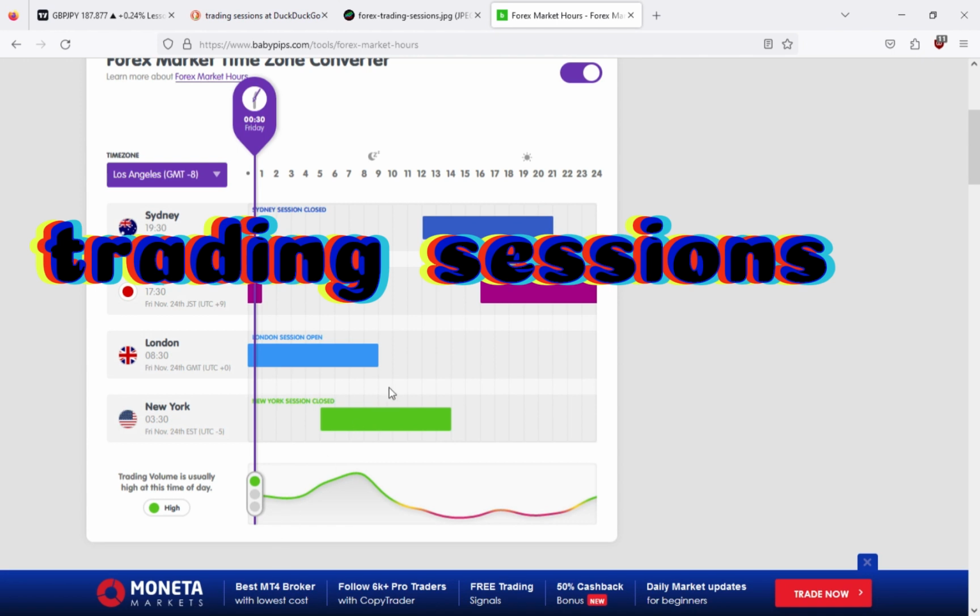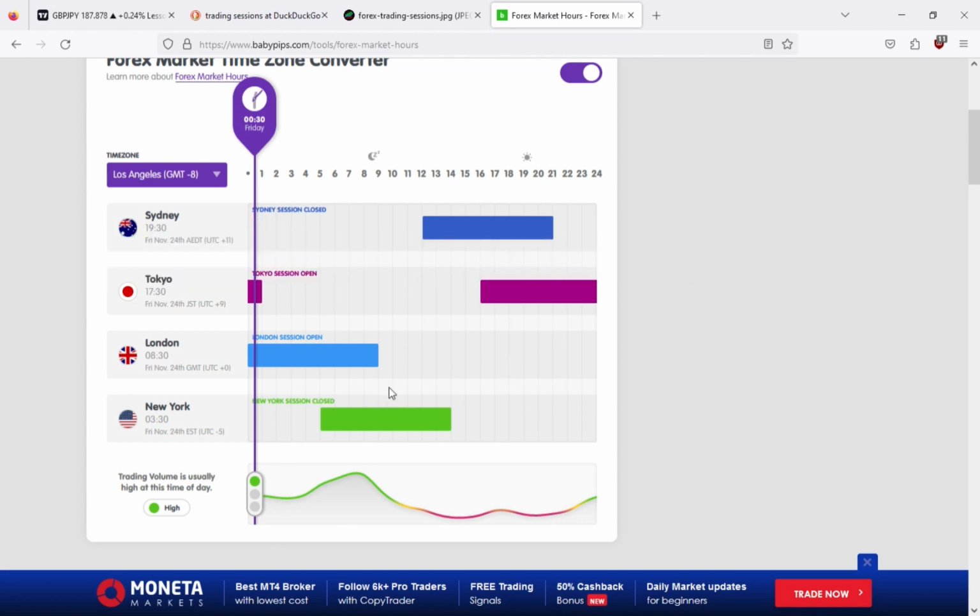As I was saying, ladies and gentlemen, this will show you what session it is currently. This is BabyPips. You can just search up BabyPips sessions. It will always show you what session it is depending on your location, the current or dominant session at the time of you checking. As you can see right now, this shows what session it is.